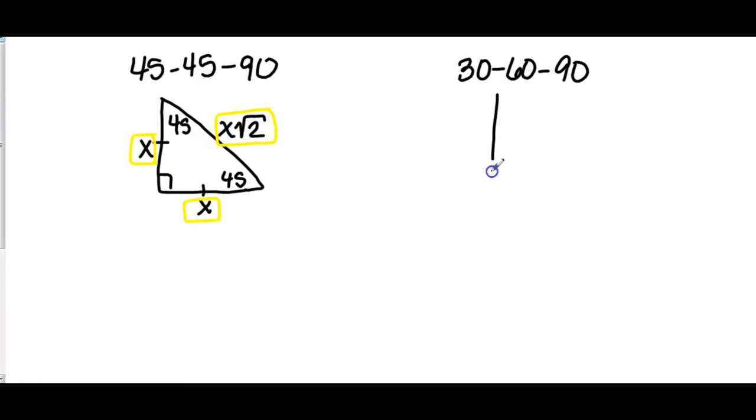Now let's draw our 30, 60, 90. So we still have our right angle, but one of these angles needs to be clearly smaller than the other. So here's my 90, this is my 60, and this is my 30. So we no longer have a triangle that has two equal sides. These side lengths are not in any way related in terms of their length being equal, but we do have the following relationship. Across from the 30-degree angle is x, across from 90 is 2x, and across from 60 is x root 3.